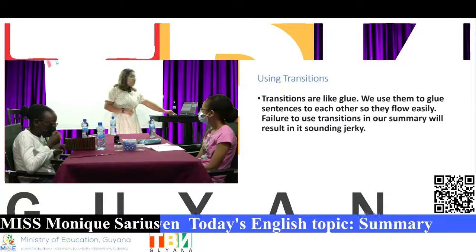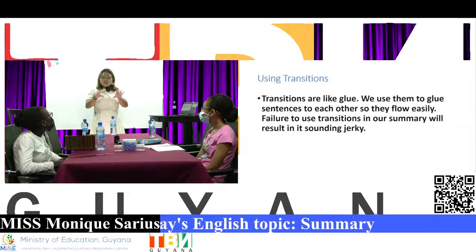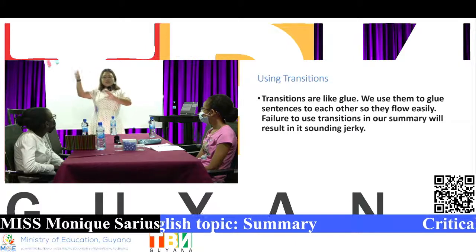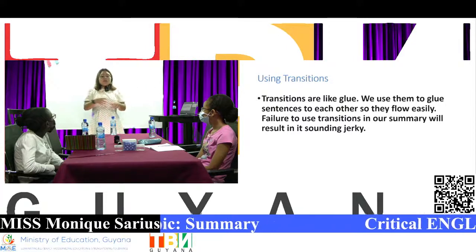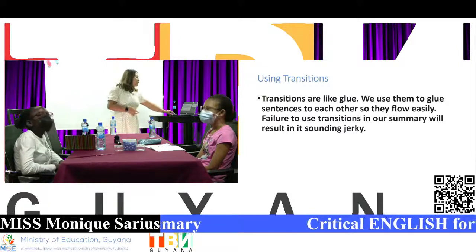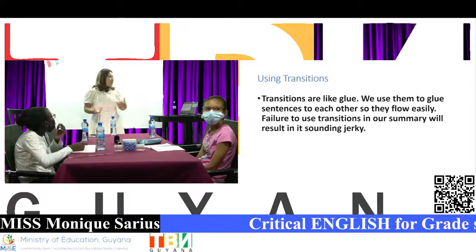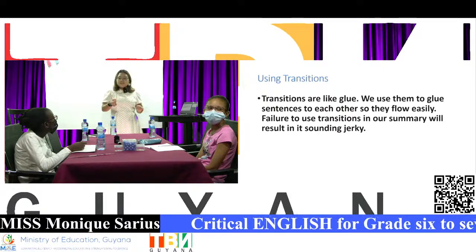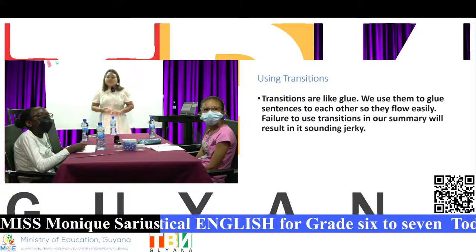So transition. When we're doing summary, the transition words are like glue. So you can't remember your ideas are about different things. We don't want your ideas to be here, there, and everywhere. To bring those 3 ideas that you have written there, we use transition words to glue it all together. So your sentences can flow easily. And if we don't use transitions, it will result in what? Our sentences sounding, what's the last word on screen? Our sentences will be sounding jerky.